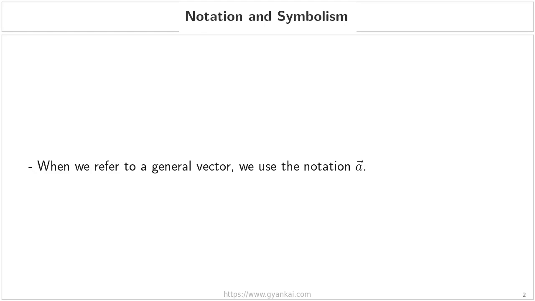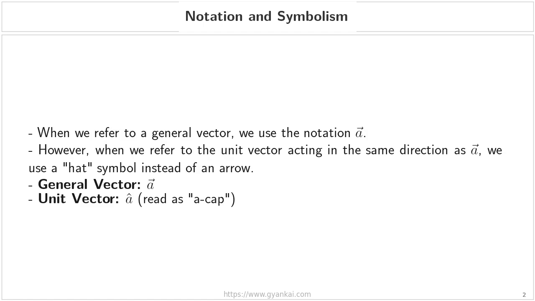Notation and symbolism. When we are talking about a general vector, we use the standard notation, which is the letter A with an arrow on top, written as a vector. This represents a vector that can have any magnitude or length. However, when we want to talk specifically about the unit vector that points in that same direction, we change the notation slightly. Instead of that arrow, we place a small hat symbol on top. We write this as a cap. So, to summarize the difference, we have a vector for the general case and a cap for the unit vector.